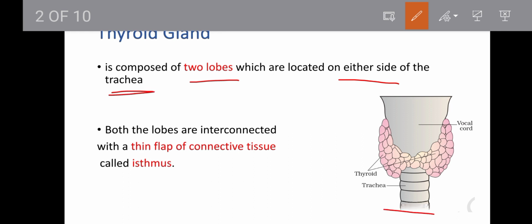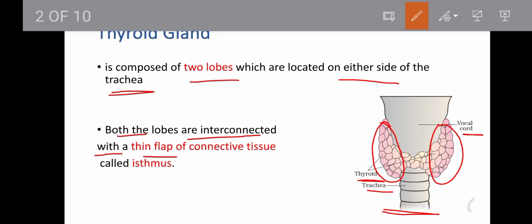So you can see this is the front view of the trachea, or ventral view of the trachea, and you can see the thyroid gland, and this is the vocal cord. So this thyroid gland has two lobes. You can see two lobes. Both the lobes are interconnected with a thin flap of connective tissue called isthmus.